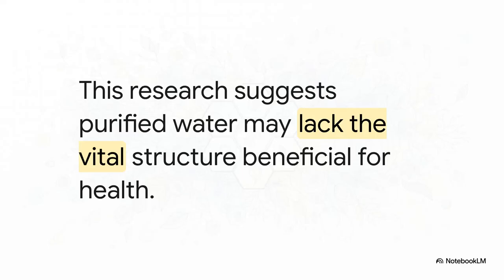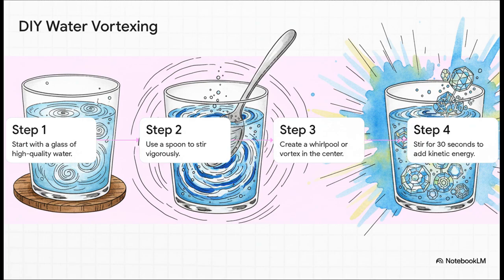This is a critical point. The research on structured water, psychophysiology of the human body, suggests that drinking purified water from processes like reverse osmosis and desalination may not be good for health. These methods might make water chemically pure, but they strip it of its natural energy and structure, leaving you with dead water. But you can bring some life back into it at home. It's simple. Take a glass of good quality water and just stir it vigorously. Create a whirlpool, a vortex. Stir for about 30 seconds. You're mimicking the flow of a natural stream and infusing the water with kinetic energy.